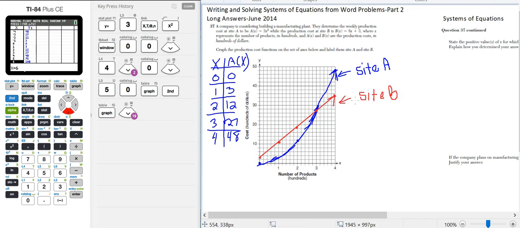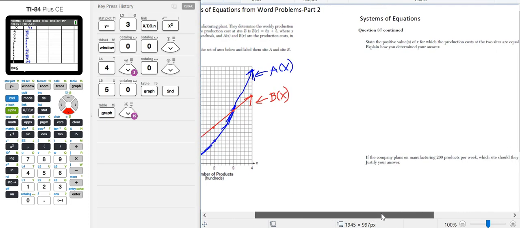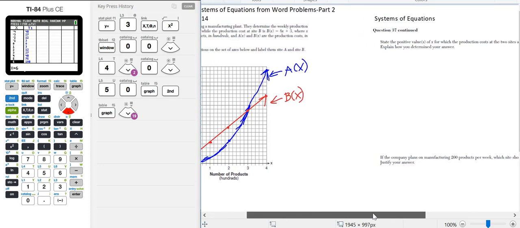And this is b of x. This is our line. Let's move on to the next part of the question. State the positive value or values of x for which the production costs of the two sites are equal and explain how you determined your answer.